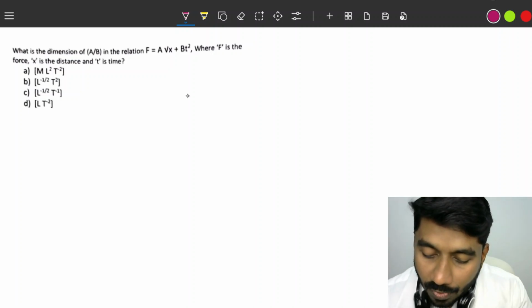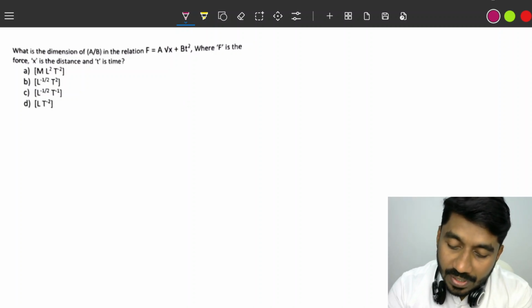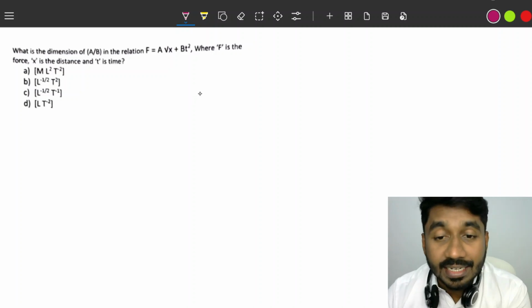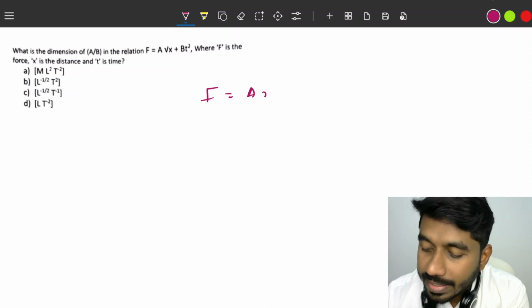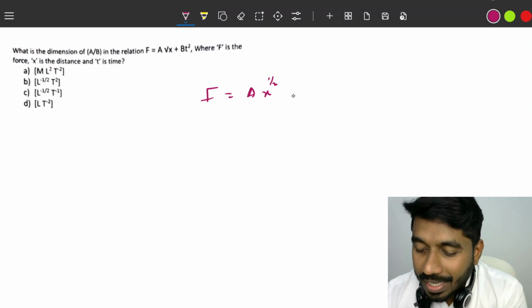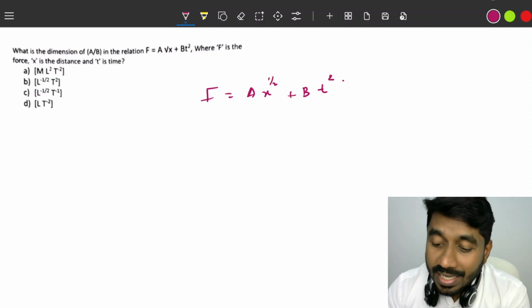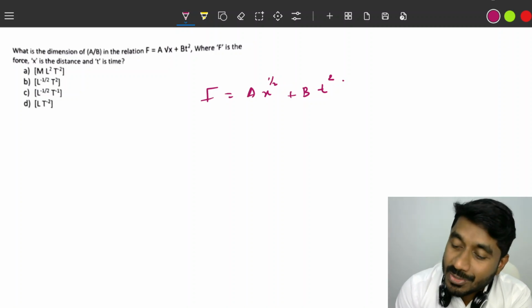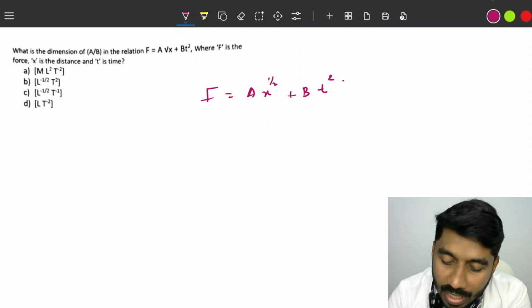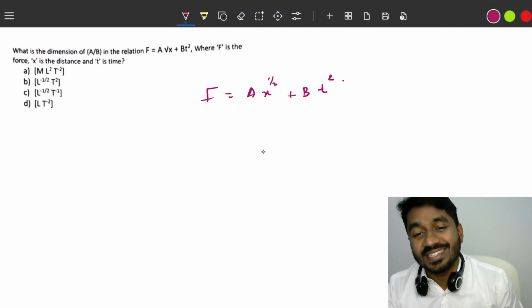Let's see. What is the dimension of A by B in the relation where F is the force, X is the distance, and T is the time? Let's see. F equals A root X. In place of root X, I'm writing X raised to 1 by 2, right? Plus B into T square. Is it clear, everyone? So I just wrote the equation, substituting root X as X raised to 1 by 2. X is the distance, T is the time.